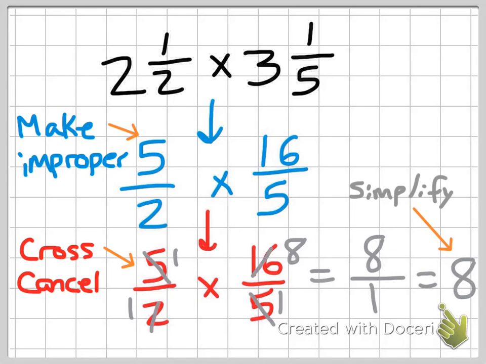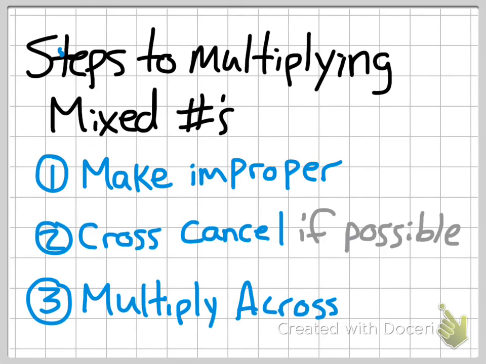If you don't know how to cross-cancel, even though I think it is the better way to simplify, you could just multiply straight across and then simplify down. But you'll notice if you multiply 5 by 16, you're going to have a very large number. So you're going to have to divide that down a lot further. It's way easier to actually cross-cancel. Okay? So here are the steps.